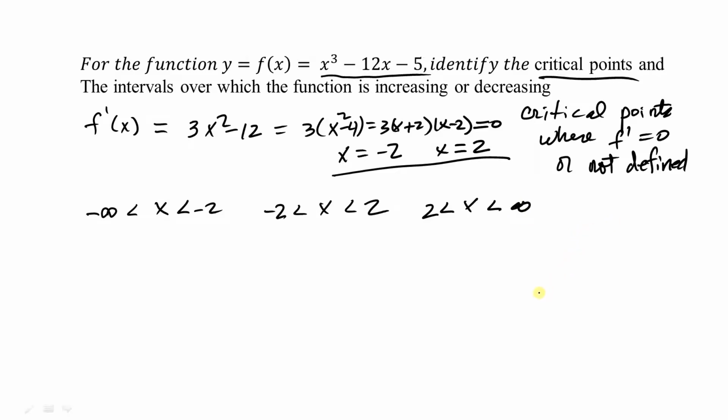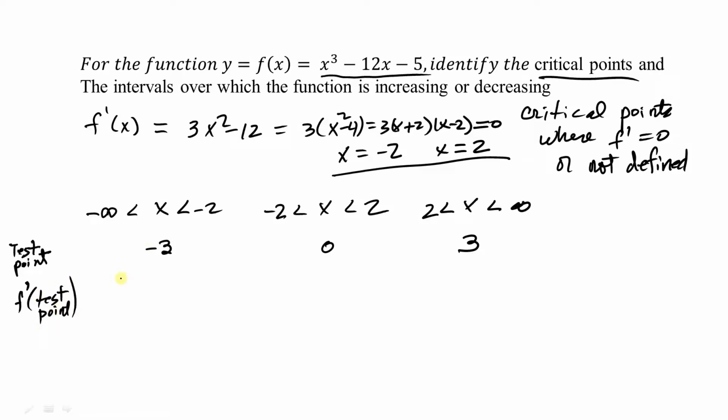And to see whether the derivative is positive or negative, we need to pick a test point on the interval that we're concerned with, and I would usually pick the one that's the easiest to evaluate. For the first interval, I would pick -3. For the next interval, I would pick 0. For the next interval, I would pick 3. And we want to test f prime at the test point and look at its sign.